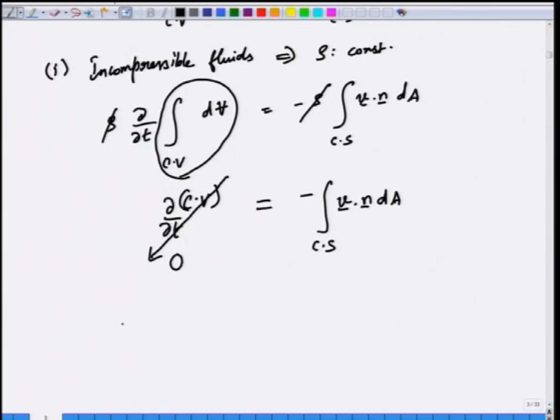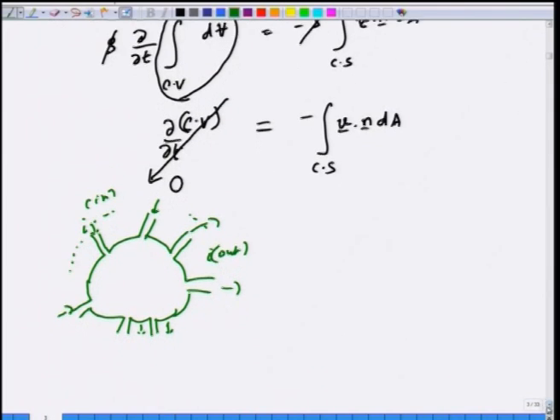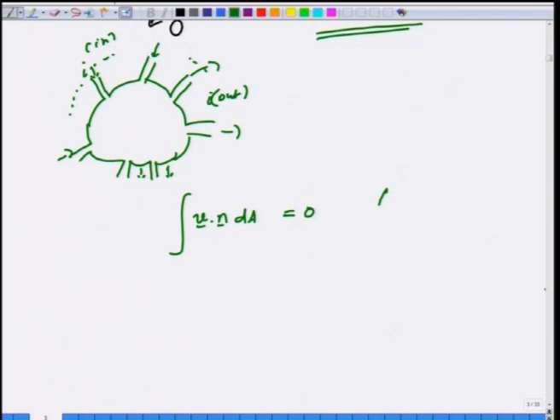Now, let us apply it to a case where a CV can be a container with a region of interest with several inlets and several outlets. Just schematically, fluid can come in and go out through several outlets. Now, I can therefore split this flux term. So, for an incompressible fluid, integral of V dot n dA is 0. This is the conservation of mass principle, a simplified form for incompressible fluids.